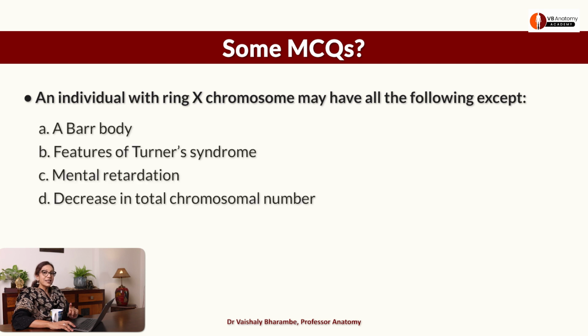Individual with a ring X. This is very interesting. See if you can solve it. Individual with a ring X chromosome may have all the following except. Now ask yourself, individual with a ring X will have a large bar body, will have features of Turner syndrome, will have mental retardation. Will they have a decrease in chromosomal number?